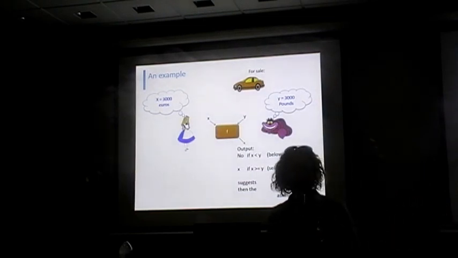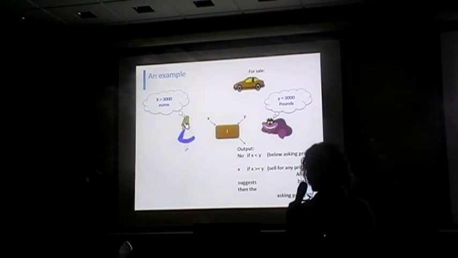And the function that they might want to compute might be the following. The output should be no if x is below y. Bob wants to have y pounds, Alice bids x pounds, so if Alice doesn't match Bob's asking price, then no go. If, however, Alice bids enough money, then the output will just be x. So this means that Alice always thinks she gets a good deal.